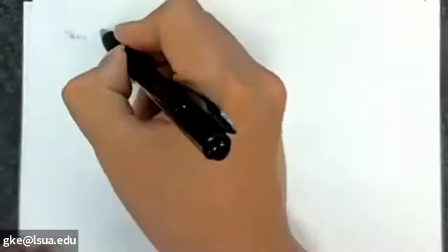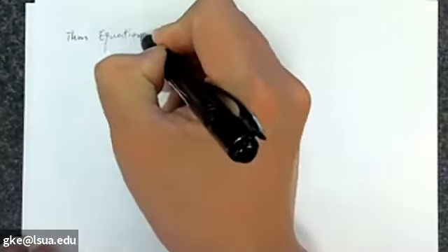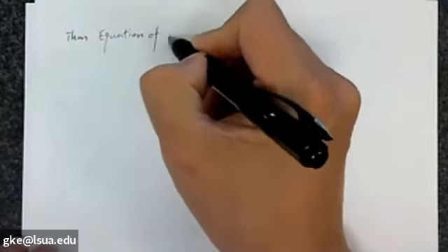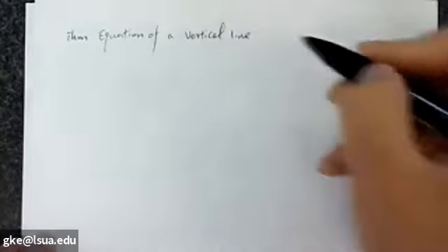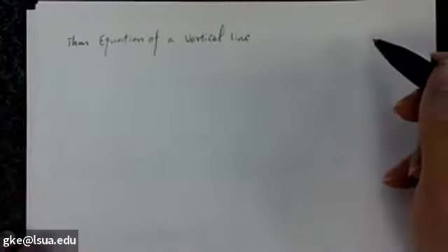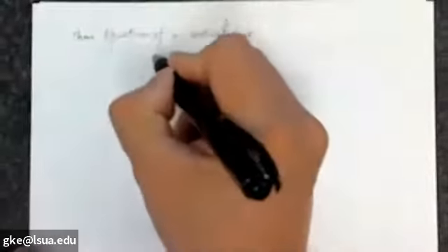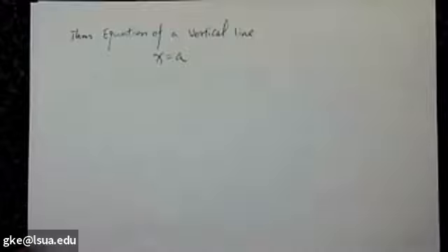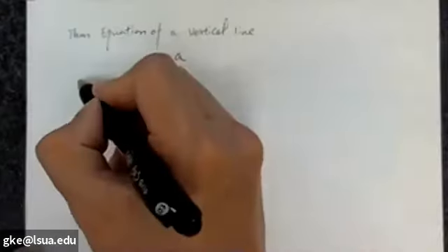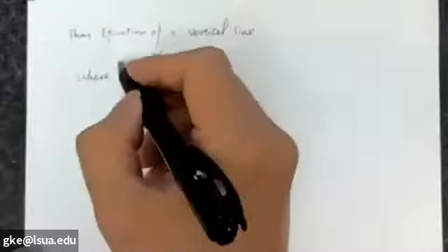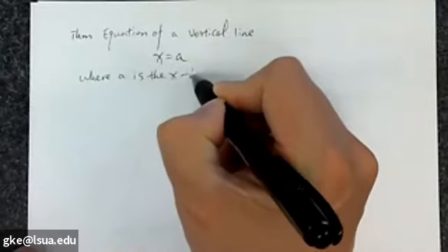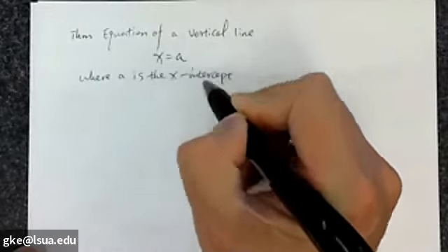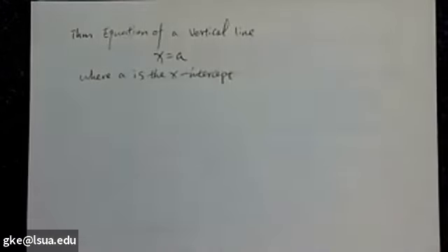Theorem. Equation of vertical line. And this can be written down as x equals a, where a is the x-intercept. Okay. Now let's take a look.